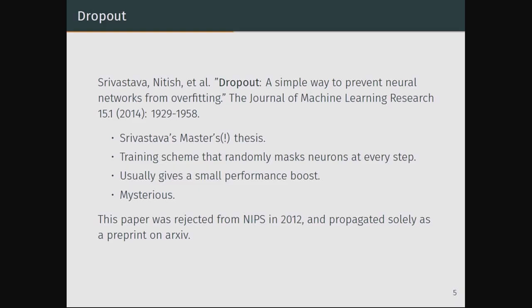This paper was rejected from NIPS, so Neural Information Processing Systems, top machine learning conference. It was rejected in 2012 and propagated solely as a preprint on arXiv, and then was a tutorial in 2016, I think. So that should tell you something about its acceptance, or maybe give us hope for all our rejected arXiv-only papers, right?